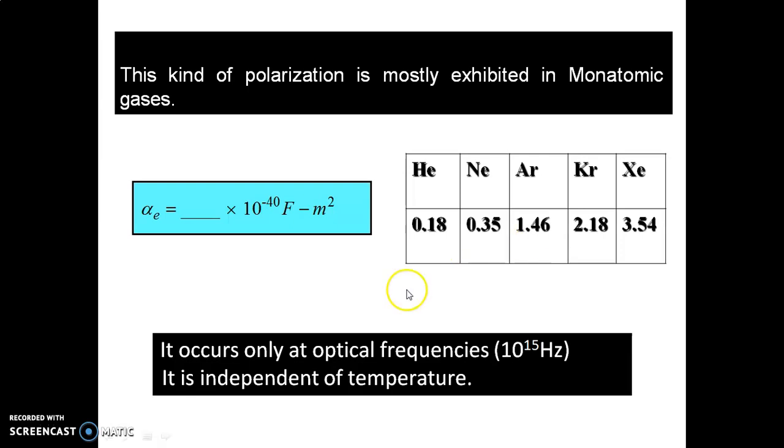This electronic polarization normally occurs at very high frequency, in the order of 10 to the power of 15 hertz, which is called optical frequencies. And electronic polarization is independent of temperature. It does not vary with the temperature of the material.